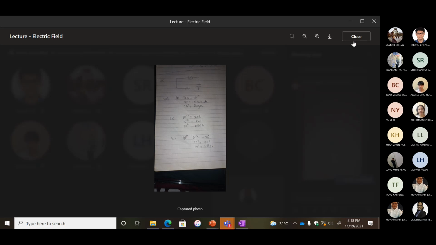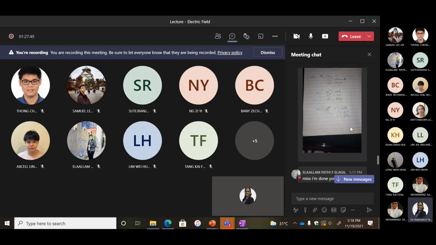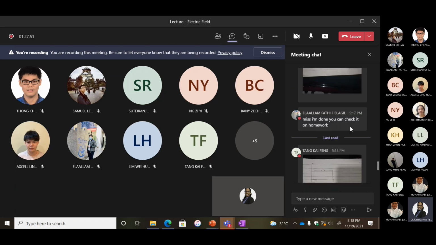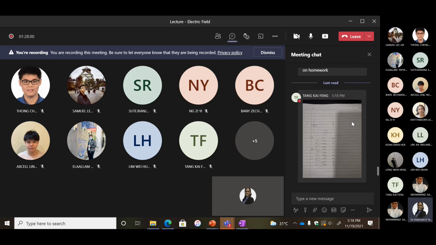Okay. Sometimes you can also lose marks based on your milli and mega. That means I'm done. You can check in the OneNote homework.